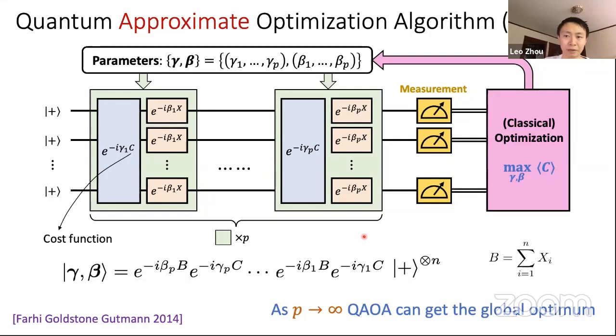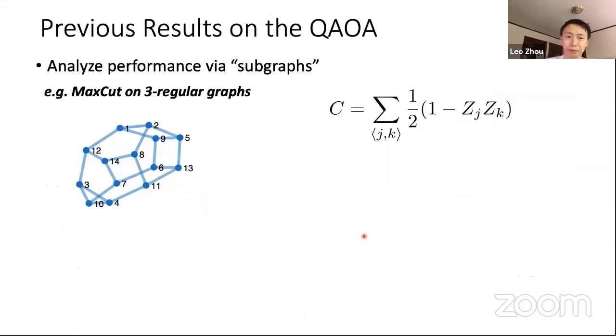Now, the work that I will present today focuses on evaluating the performance of this algorithm for the Sherrington-Kirkpatrick model. But before I go to my main results, I have to review a little bit of what has been done before. In the past, the analysis of the QAOA's performance has mostly been done via this subgraph method.